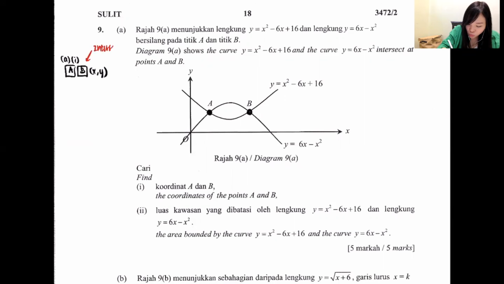A and B touch the two curves. Isn't it? We just now already say they call it intersection point. So intersection point, super easy one. Just need to do simultaneous equation.